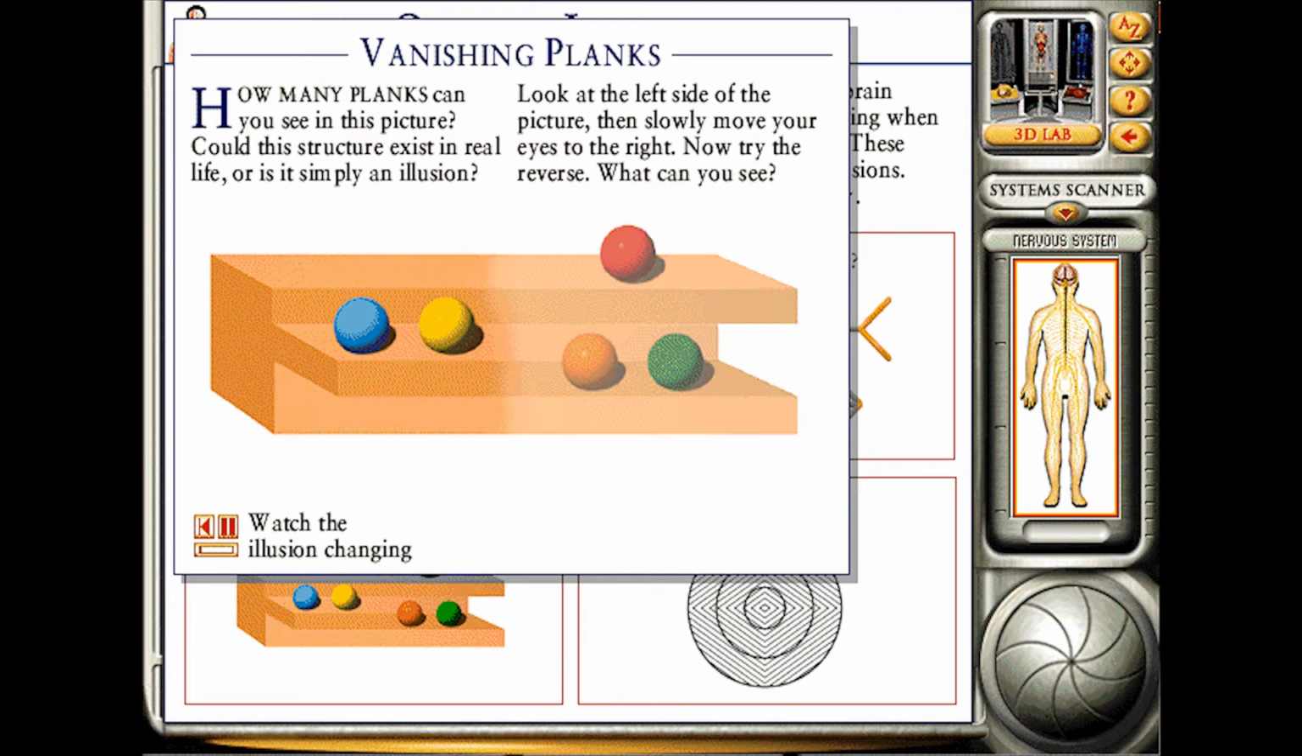If you start to inspect this image from one end, it seems to make sense. However, as your eyes approach the centre of the image, you realize that it simply does not work. The central plank that appears on the left does not exist on the right. You have been tricked.